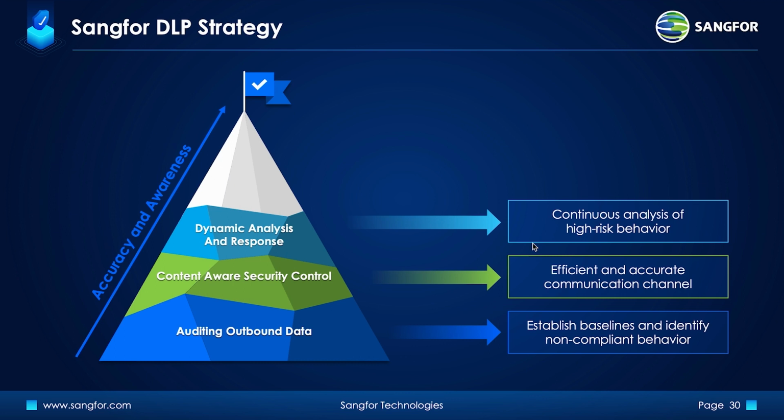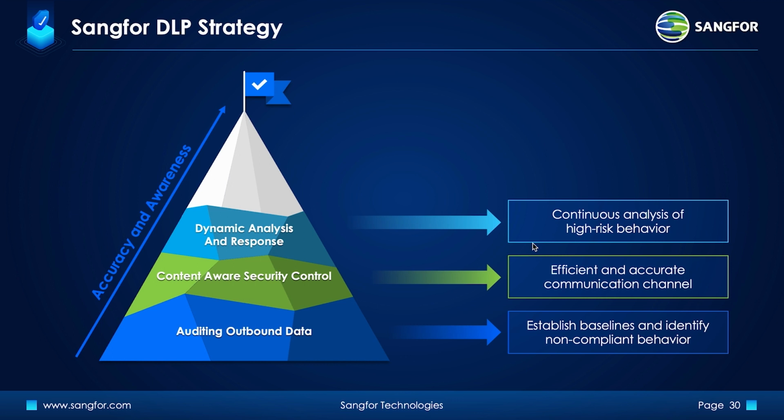As you can see, this is our DLP strategy, with three key points. First, we want to audit outbound data. We want to know who sends data to other applications or other users, and through which channels they send sensitive documents or information. We will audit it and show it to our customer. Second, we want to control content-aware security. Third, we want to dynamically analyze and respond to all data leak incidents.